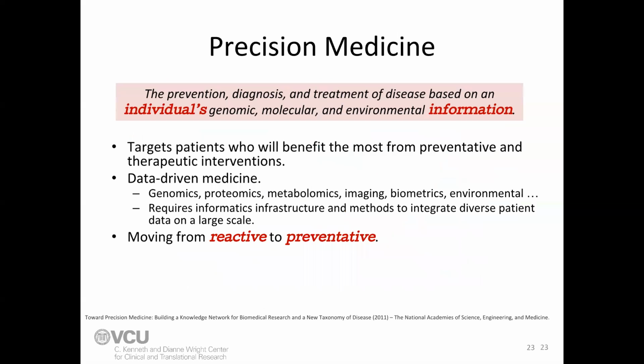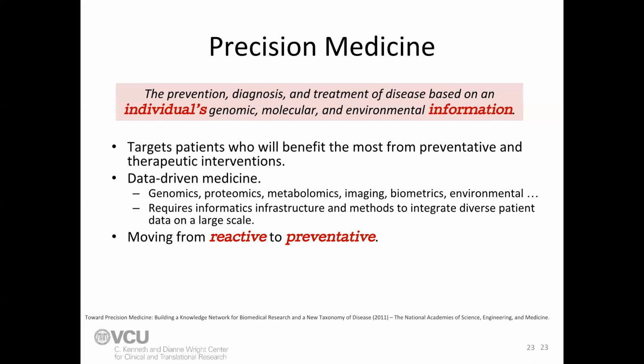So precision medicine, it focuses on an individual's information. It focuses on the prevention, diagnosis, and treatment of disease based on a single individual's genomic, molecular, and environmental information. So this precision medicine targets patients who will benefit the most from preventative and therapeutic interventions. You want to use that person's biology, that person's genomic information to figure out, will this drug actually help them, or will it hurt them, or will it not do anything?